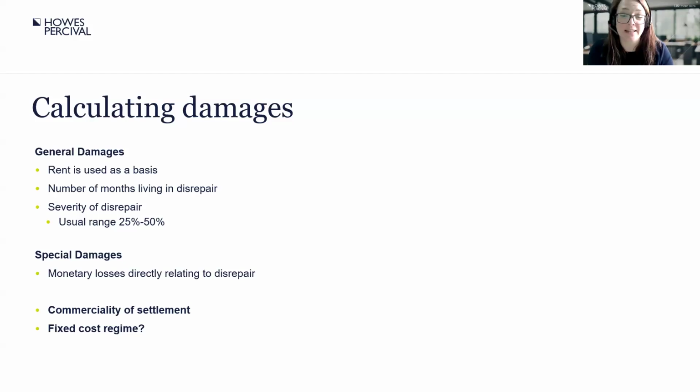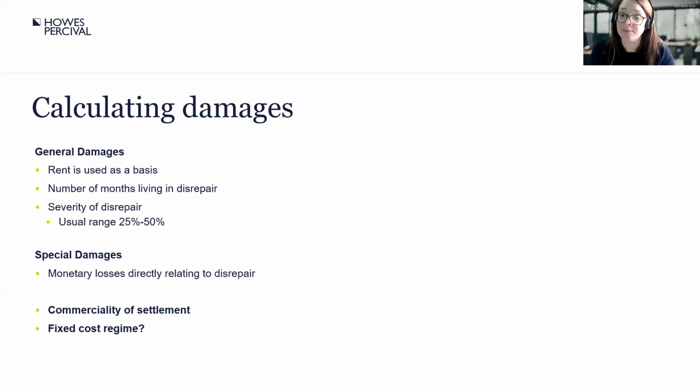And then the tenant's entitled to their special damages. So these are monetary losses which have been incurred directly because of the disrepair. And that can include things like spoiled decorations, damaged furniture, loss of earnings due to being away from work, increased utility bills if they've been running dehumidifiers to try and dry out the property.